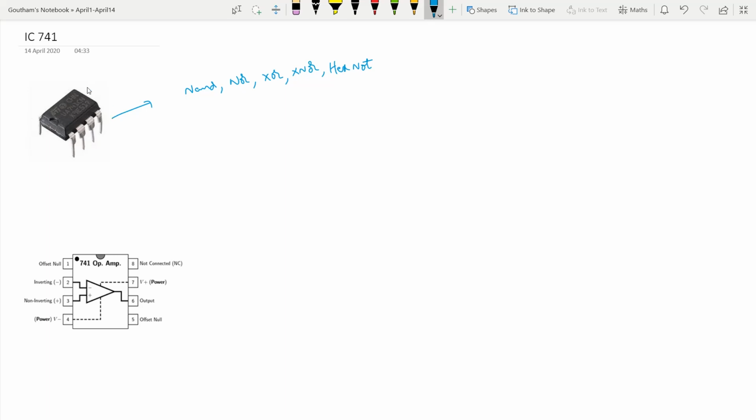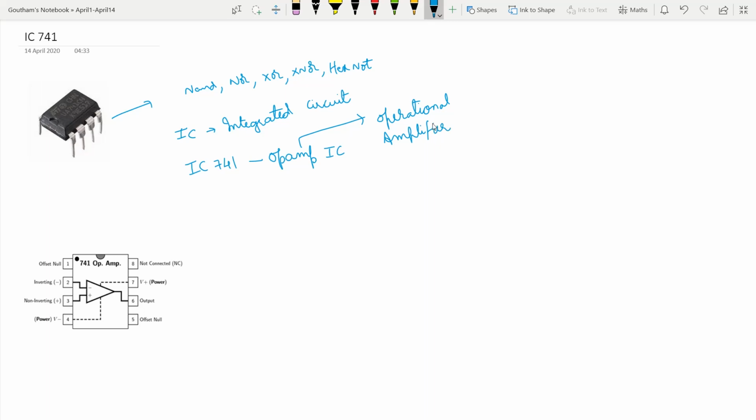IC here stands for integrated circuit. So IC741 is one such IC, which is called an op amp. IC741 is an op amp IC. Here op amp is short for operational amplifier.